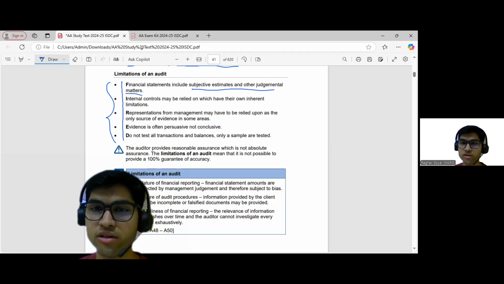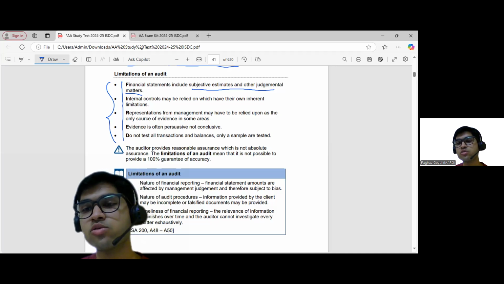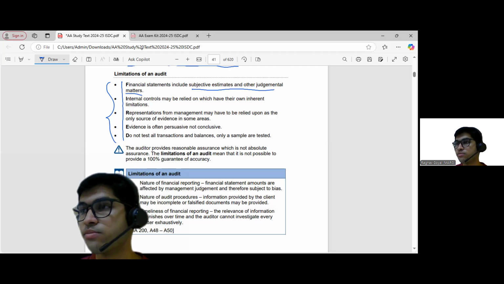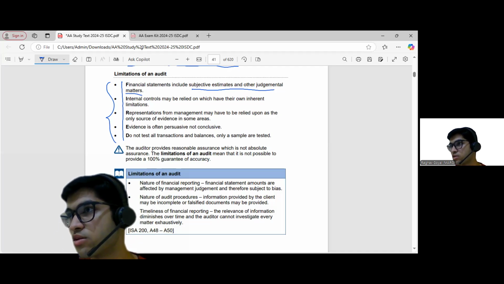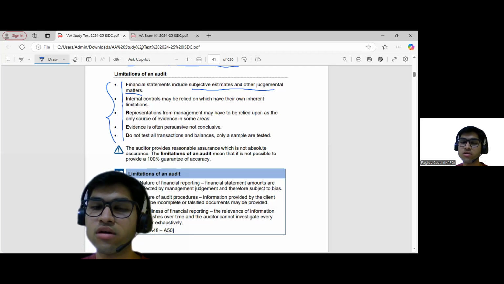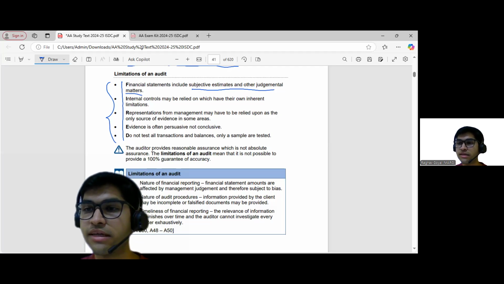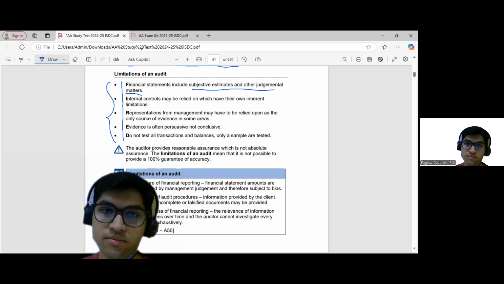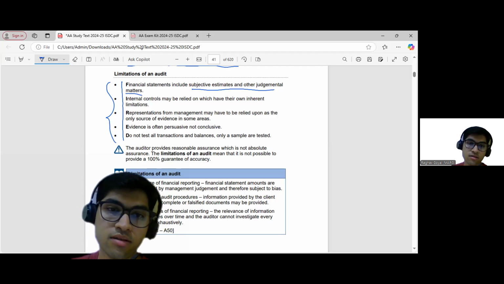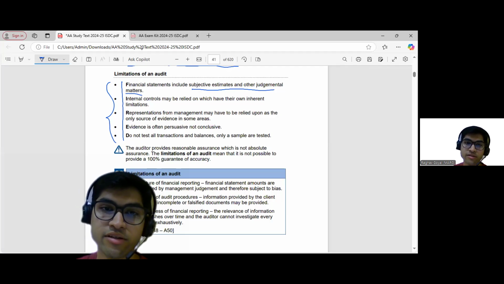Suppose you rely on those internal controls, but there is a high chance that those internal controls have their own limitations. For example, you say that the payment of more than 100 million needs to be authorized by the CFO, but what if the CFO is on leave for a lot of days? Then the internal control is there, but it has a limitation that there is nothing in place when the CFO is on leave. So that is an inherent limitation of an internal control.